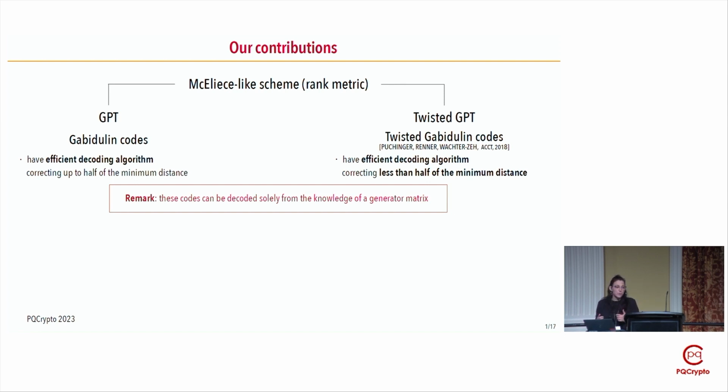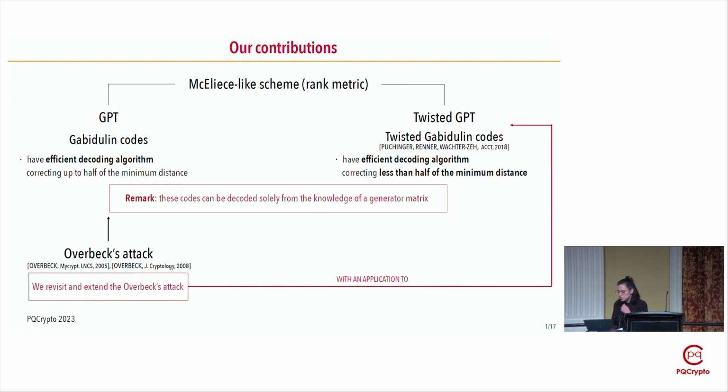And we make an important remark. We basically observe that these codes can be decoded just knowing a generator matrix of the code. This is something which is important, especially for the cryptanalysis and for Overbeck's attack. And this is something that we could do because we are in the rank metric setting. And another contribution is that we revisit and extend Overbeck's attack, and we apply either the classic version and our extended version to the Twisted GPT scheme.